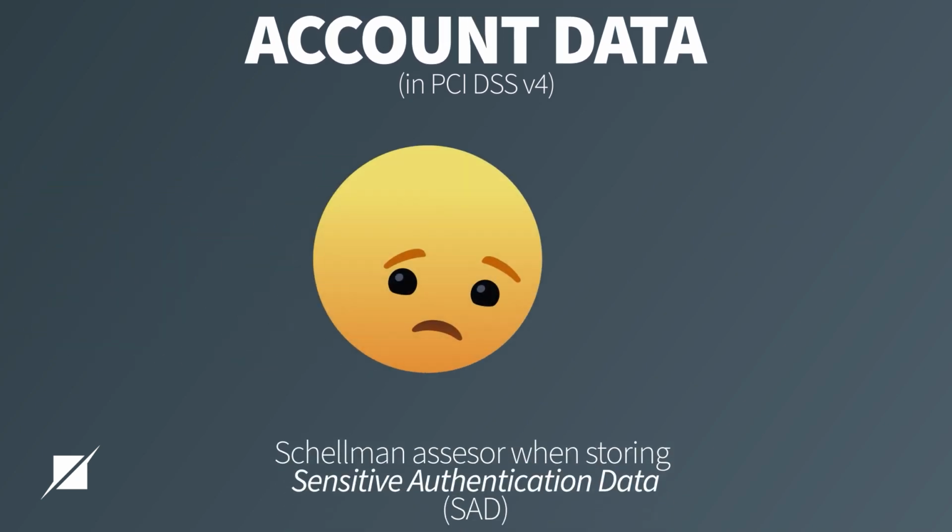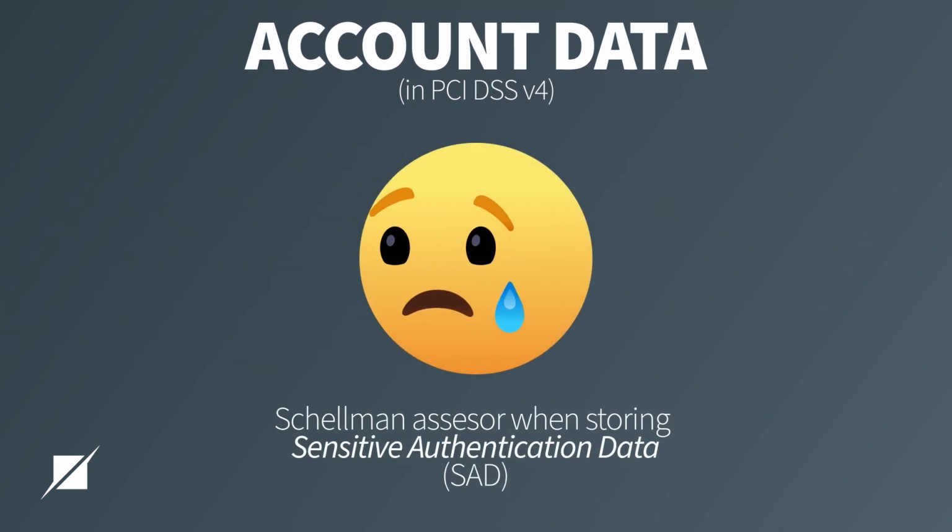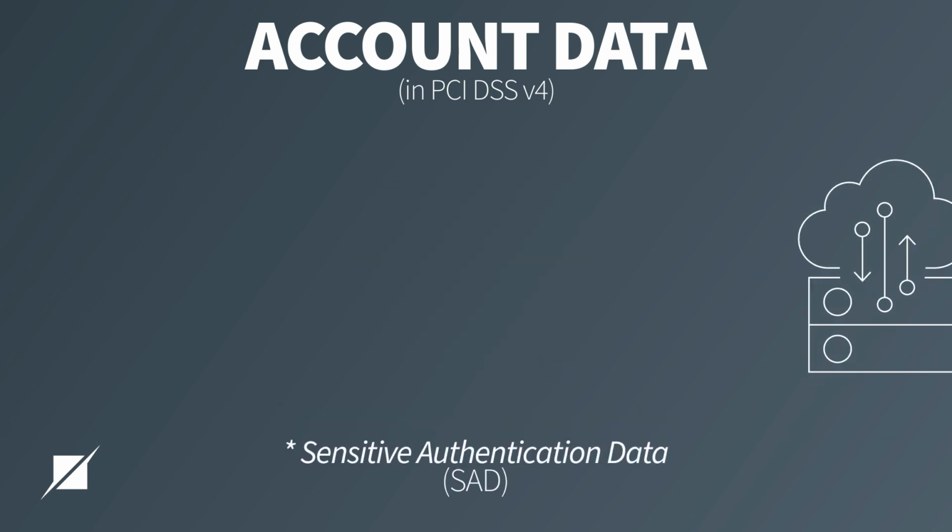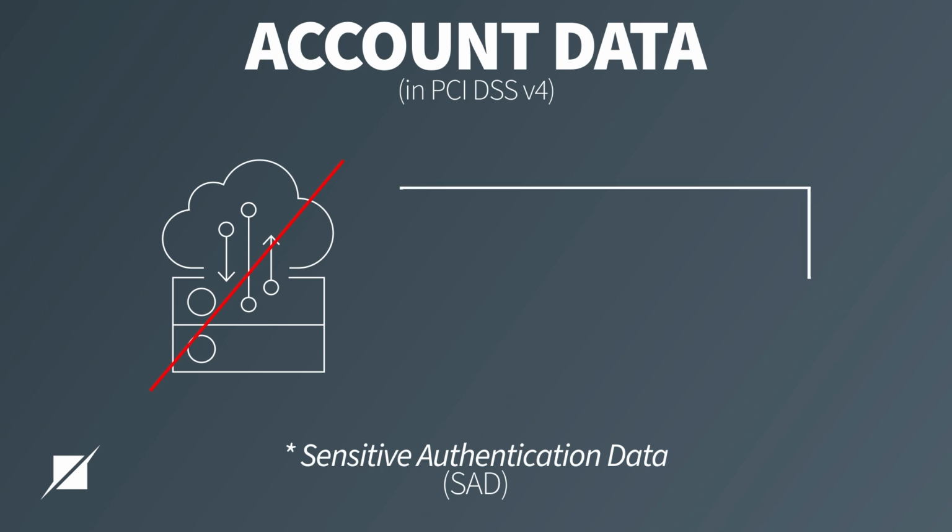The other subcategory is sensitive authentication data, or SAD. And it's named SAD because frankly, we're very upset when we find that it's stored. There's 3 general types of sensitive authentication data, or SAD.